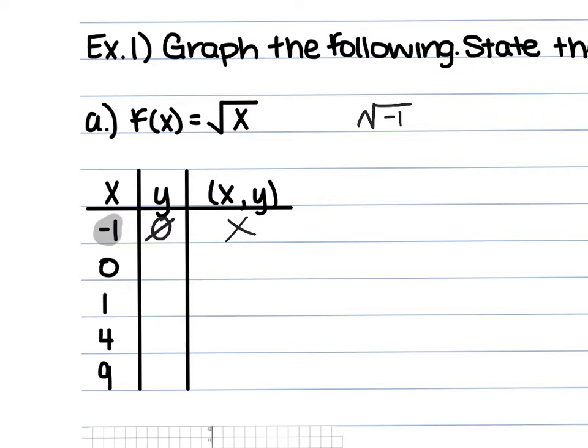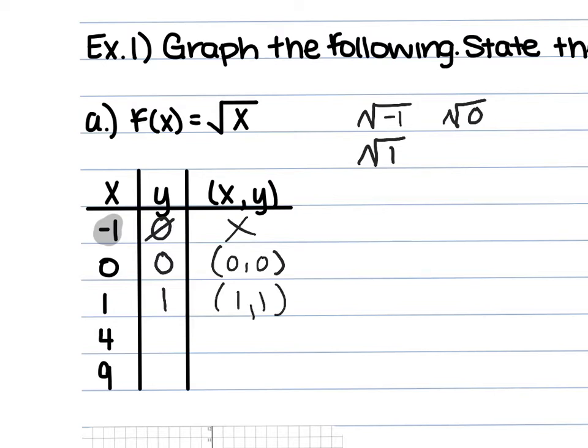But what if I plugged in 0? If I took the square root of 0, what would I get? 0. And then what would my coordinates be? 0, 0. Okay, now I'm going to try 1. I'm going to do the square root of 1. And what's the square root of 1? 1. So what are my coordinates? 1, 1.